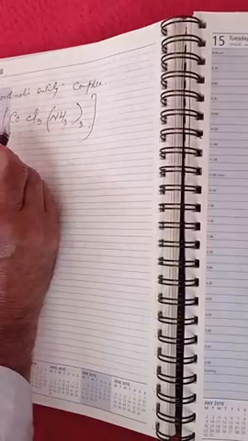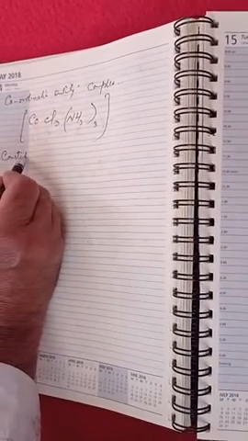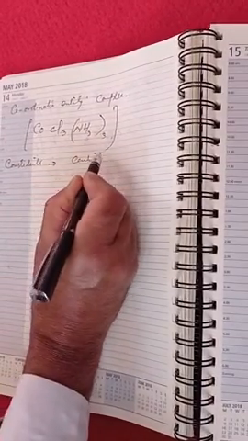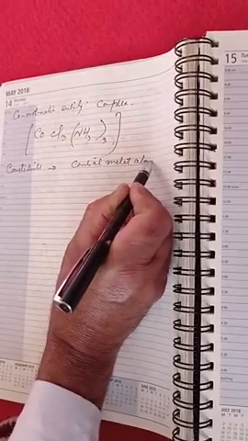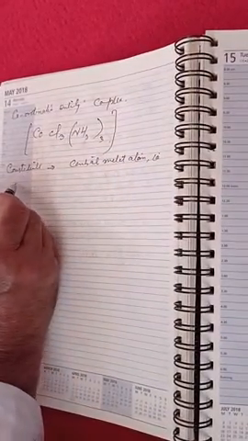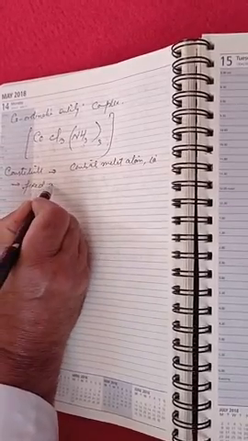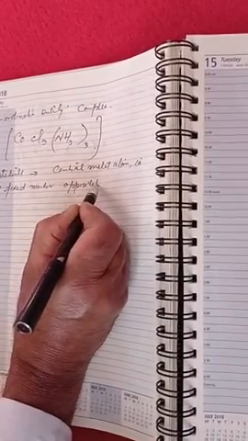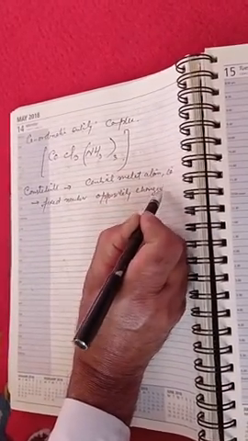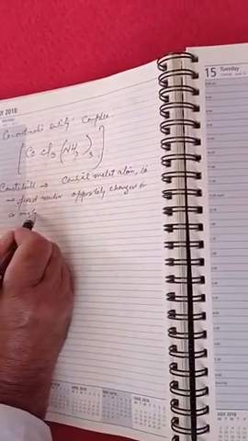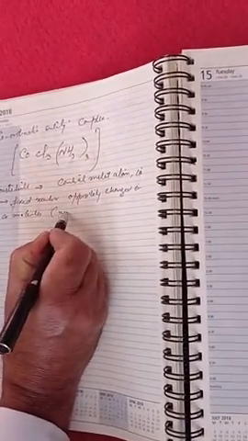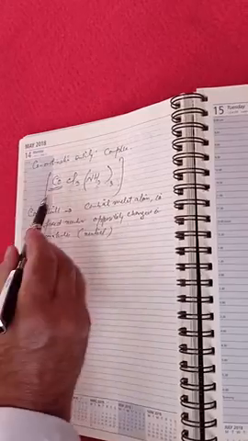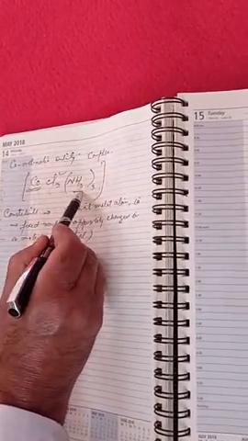It constitutes a central metal atom or ion and a fixed number of oppositely charged ions or neutral molecules bonded to it. For example, in this compound, cobalt is the central metal atom and it is bonded to 3 chloride ions and 3 ammonia neutral molecules.